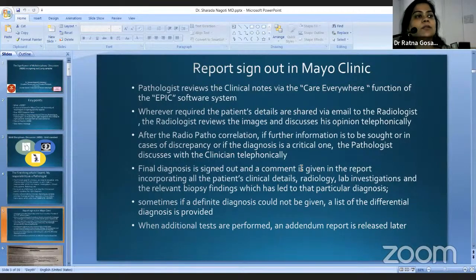Sometimes, if not always, a definite diagnosis can be made. So sometimes, if a definite diagnosis cannot be given, then a list of differential diagnoses is mentioned in the report. When additional tests are performed, an addendum report is released later.